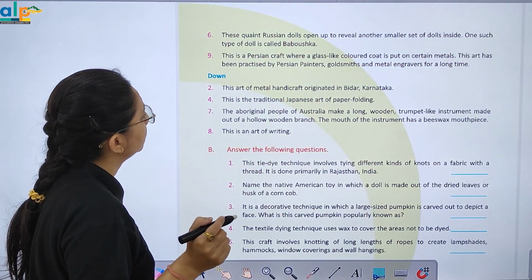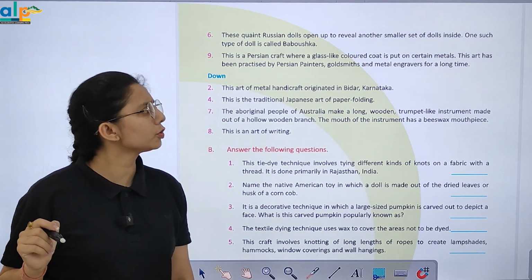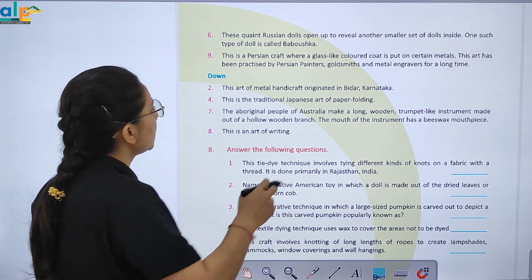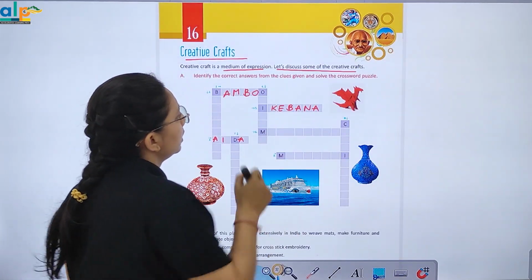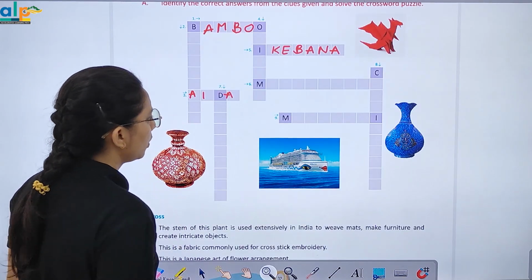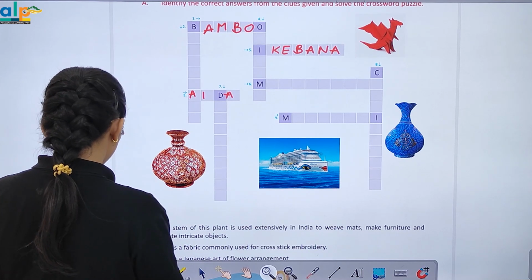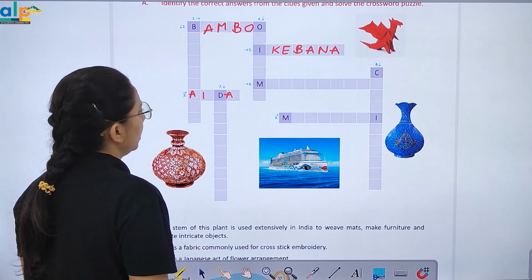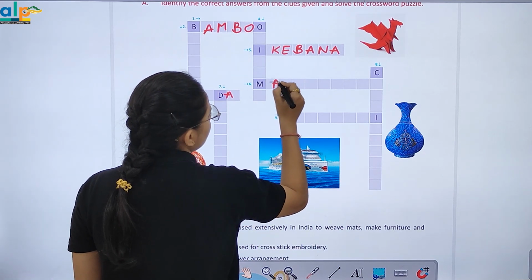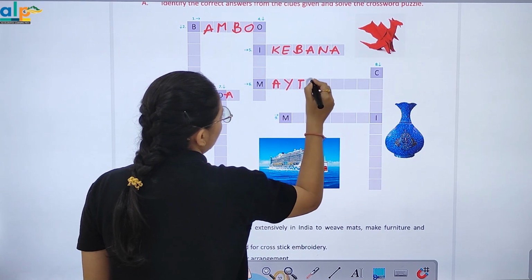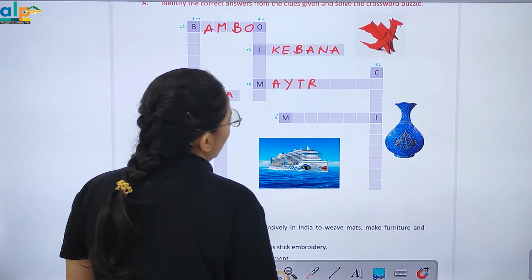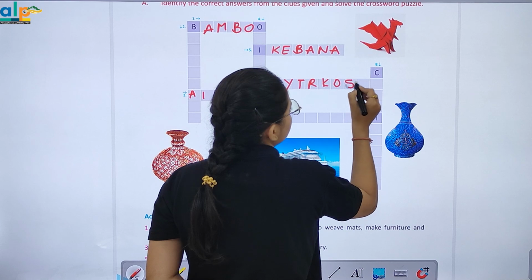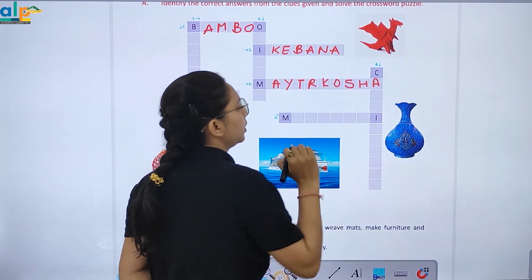Next one is the quaint Russian dolls, which open up to reveal a smaller set of dolls inside. So one such type of doll is Babushka. क्या है आपकी Babushka है? So what we call it? Sixth one. Kosha.